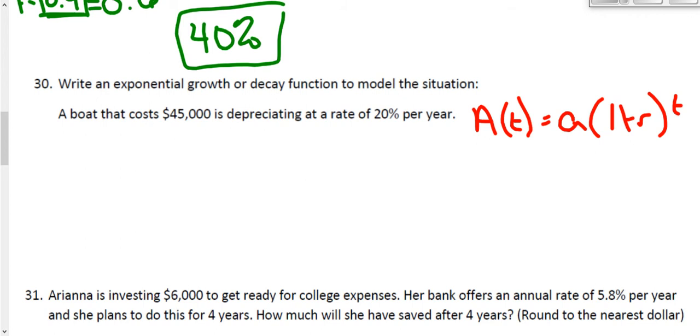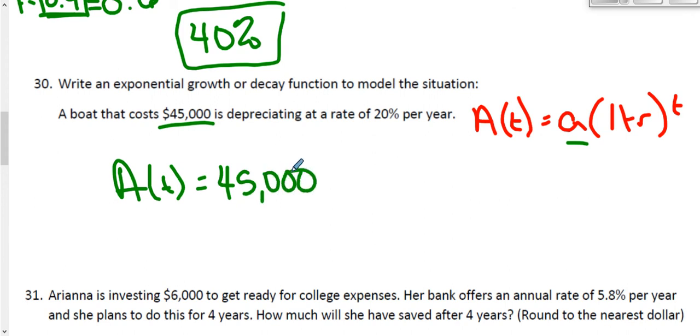So if I'm talking about my original value, I'm talking about the original whatever. In this case, we're talking about cost, so that would be the original cost. So that means A sub t is going to start at 45,000. So that's $45,000. Then we have 1 plus the rate. So it's depreciating at a rate of 20%. Depreciation means it's getting smaller.